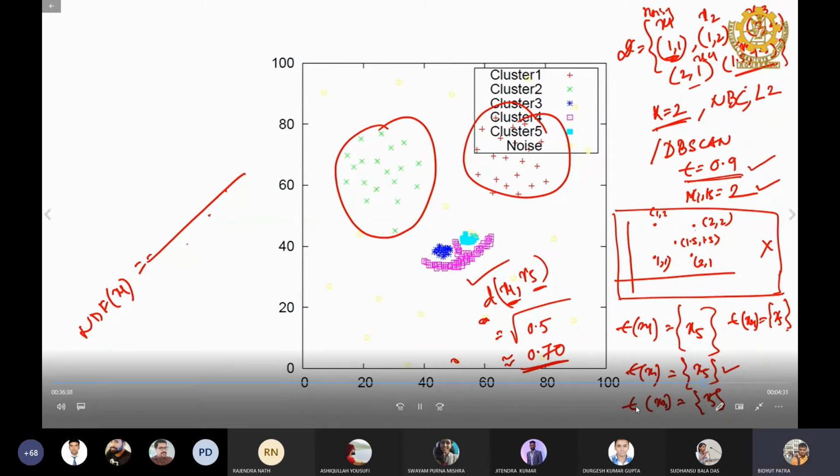So let's say the KNN of point x1, starting with x1. So k equal to 2, the closest 2 points. x5 will be the closest point and the second closest point will be 1, 1 and 2, 2. So the k nearest neighbors have 3 points. What are those 3 points? x5, 2, 2, and 1, 1. 2, 2 is x3, and 1, 1 is itself, right?